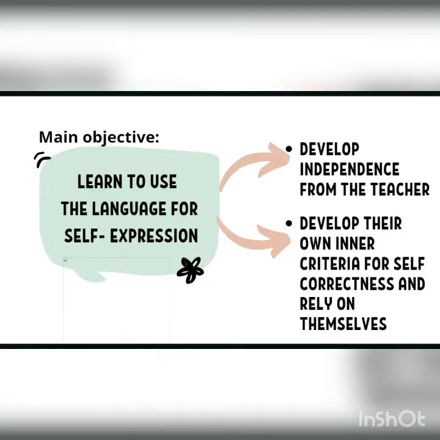Teachers who apply this method want their students to be able to use language for self-expression. In order to do this, they need to develop independence from the teacher and develop their own inner criteria for correctness. Students become independent by relying on themselves. The teacher, therefore, should give them only what they absolutely need to promote their learning.